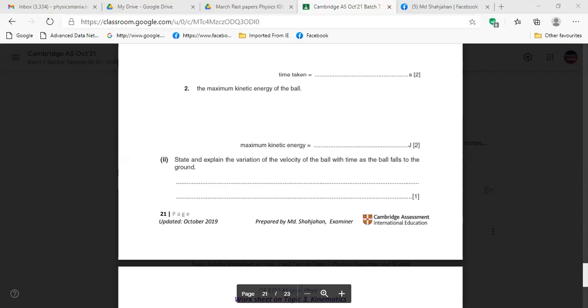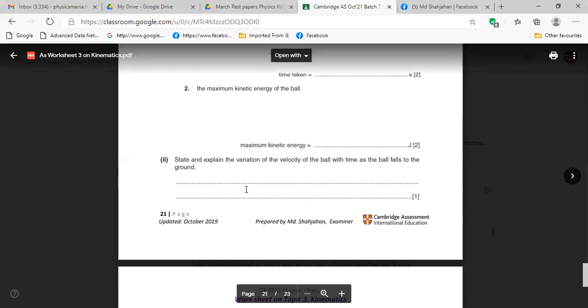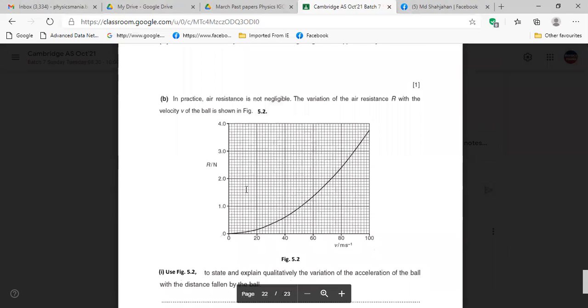Then next one is your next question. Show that the velocity of the ball on reaching the ground is approximately 60 meter per second. Did you do it? Yes sir, I did that one too. So you got 60, right? I got 61.4. Yes, it is approximately 60, right? Yes sir, correct. No problem.